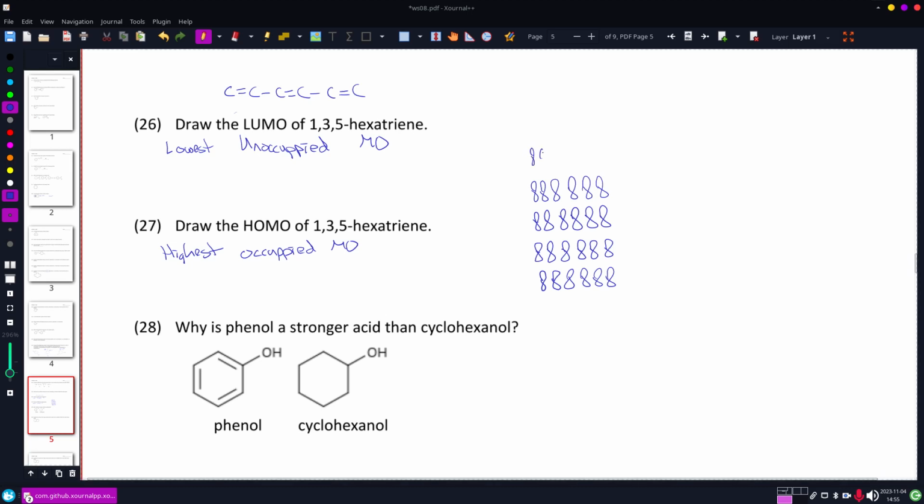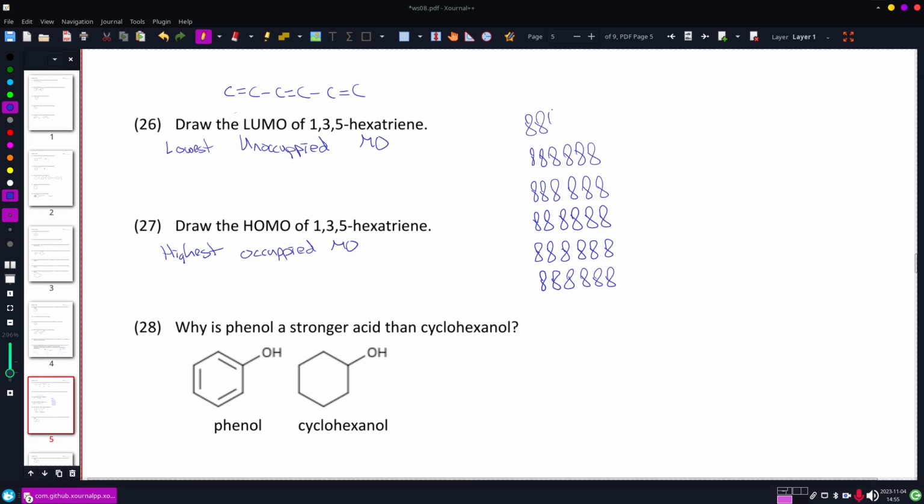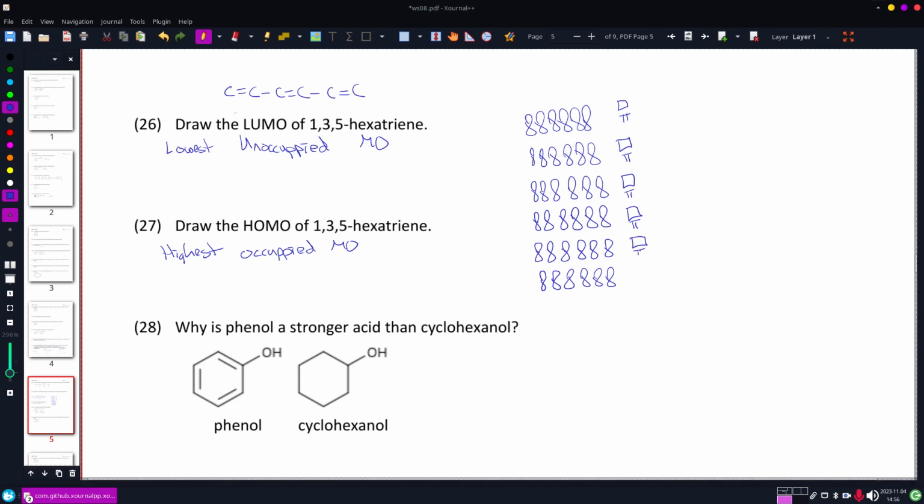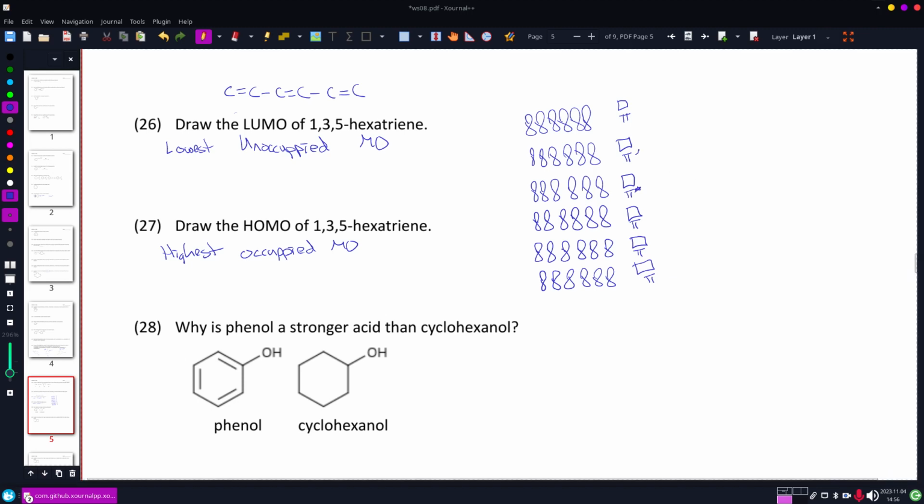Got 2 more of these. And each of these is a pi. Since we have an even number, the 3 lowest orbitals are bonding orbitals and the 3 highest are anti-bonding orbitals.